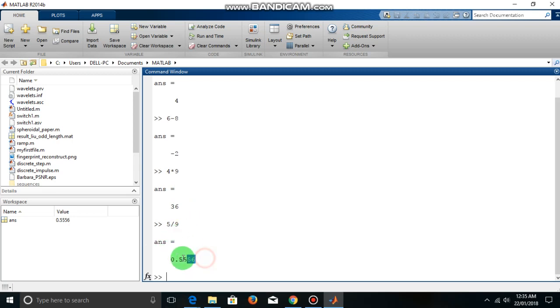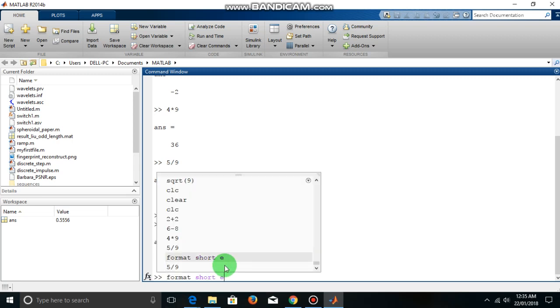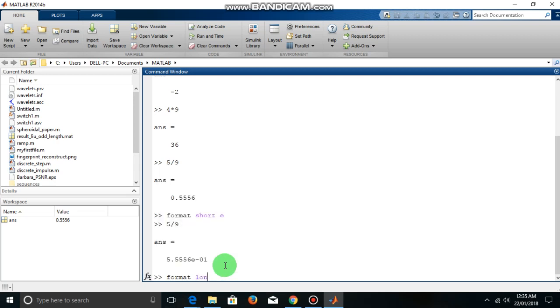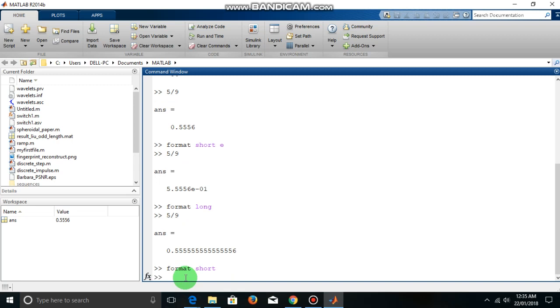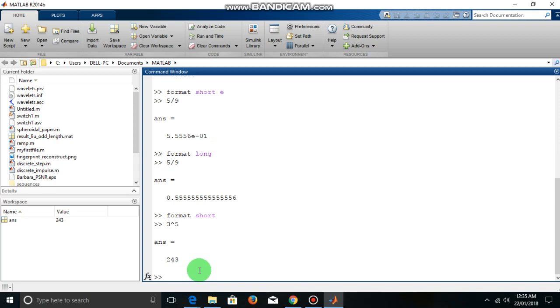Now we can control the display of the floating point numbers by changing the format, say format short e, then the format of the display will be changed. We can also try format long and you can see the difference. Now let us return to our default format, which is format short. Now to calculate the exponentiation, we have to use this caret sign, say 3 to the power 5, and we can calculate the square root of a number by using this command sqrt.